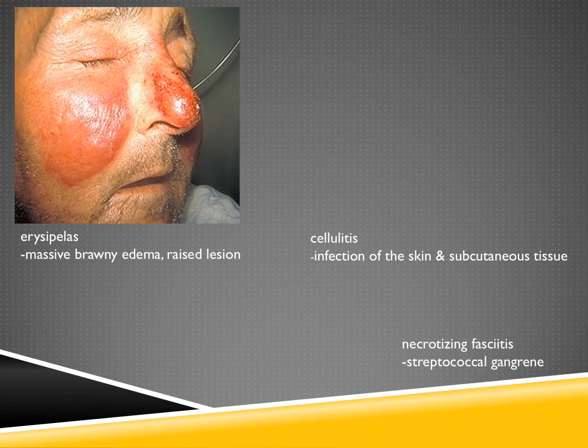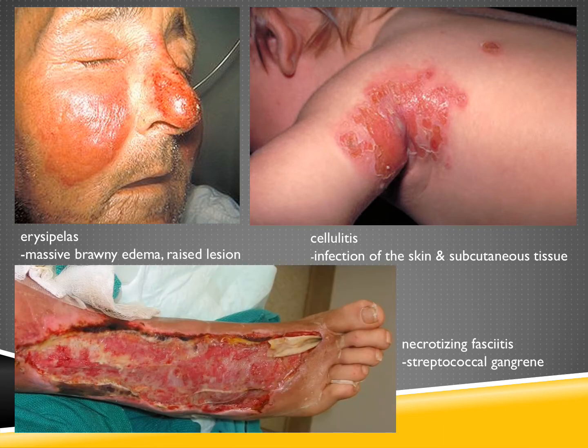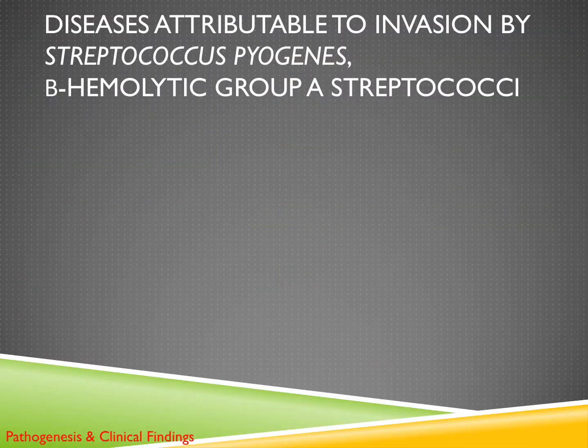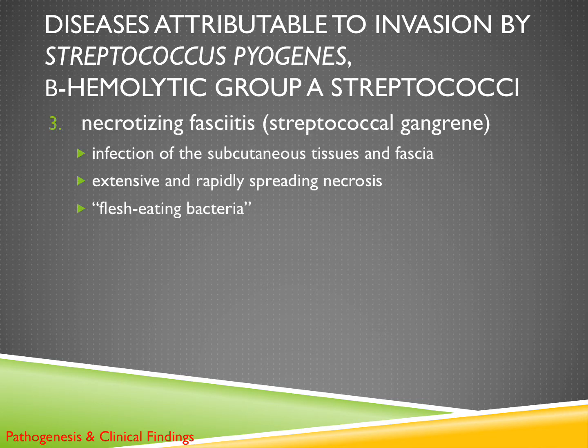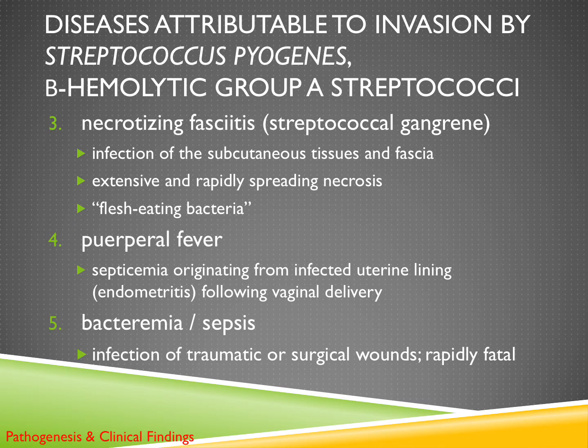Erysipelas, cellulitis, and necrotizing fasciitis, or otherwise called streptococcal gangrene, which is an infection of the subcutaneous tissues and fascia. It is extensive and rapidly spreading necrosis, and also typically attributed to flesh-eating bacteria. Other diseases include puerperal fever following vaginal delivery and bacteremia or sepsis, which can be rapidly fatal.